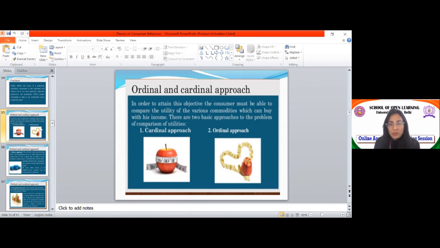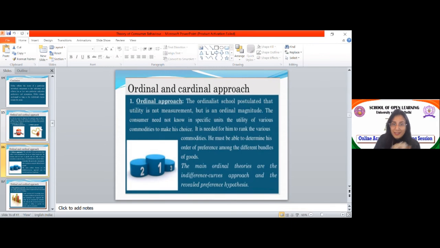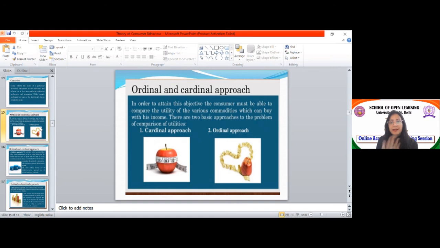But in the ordinal approach, when we say ordinal, we don't say that one apple gives us this number of satisfaction. We don't give it a number, we just say that one apple is preferred over oranges or bananas. So we are just giving the order, we are just ranking it. So in the cardinal approach we are saying that this much utility we are getting from this, but in the ordinal approach we are just comparing. Cardinal means we are giving numbers, ordinal means we are just giving an order that this is better than this, or it is preferable to this one.